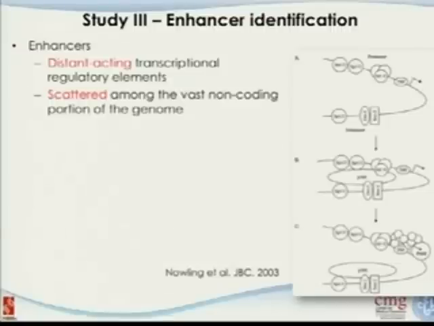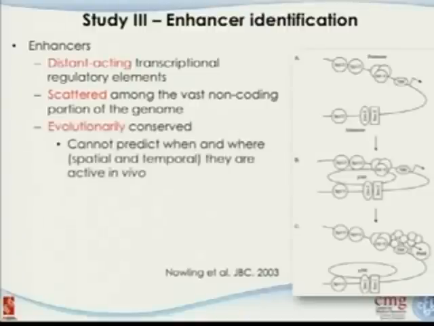And the second difficulty is they are scattered among the vast non-coding portions of the genome. Those regions are traditionally defined as the junk genome. And they are evolutionarily conserved. That's good news, so that can help us identify the signals. But if you only look for evolutionary conservation and assume that conserved means enhancer, I don't know how many false positives you will face. That is not a real way to do it, right? And also, it cannot predict when and where they are active. So it's hard to find.